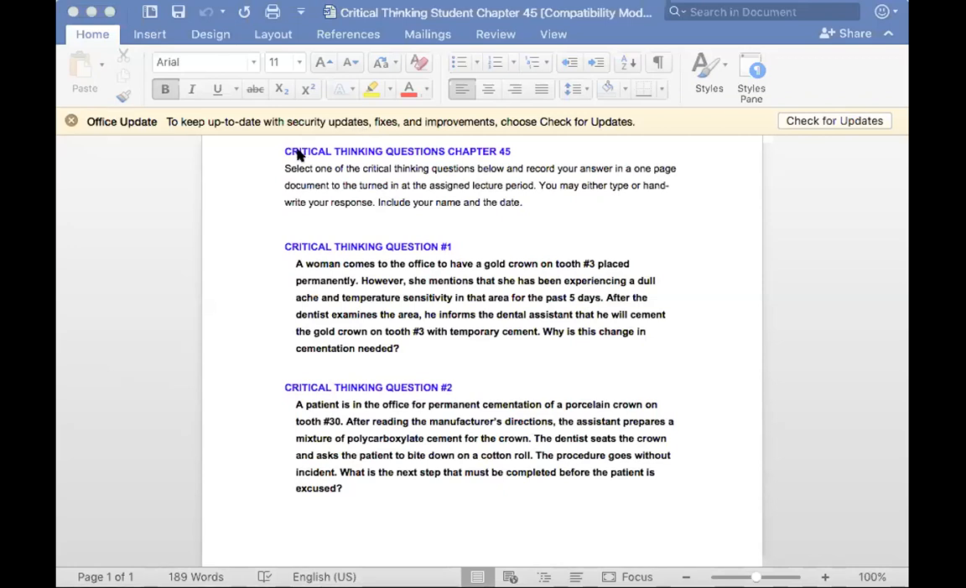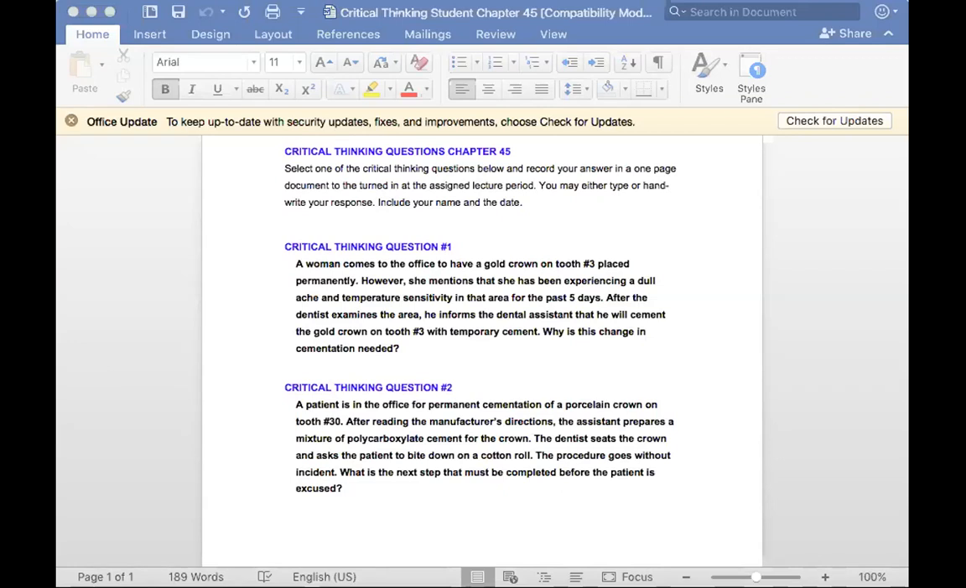Why? What's the purpose of it? What does the liner help? Protect the pulp. Yes, it's going to help us to protect the pulp, okay? So we place the liner in the deepest portion of the tooth in order to protect the pulp, right?